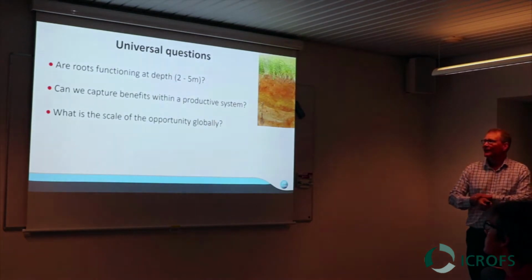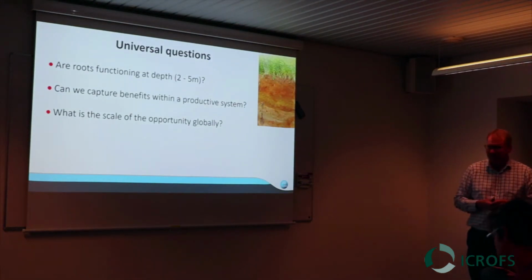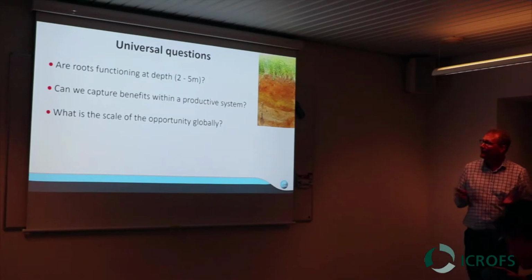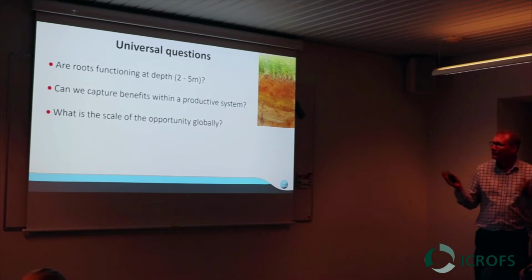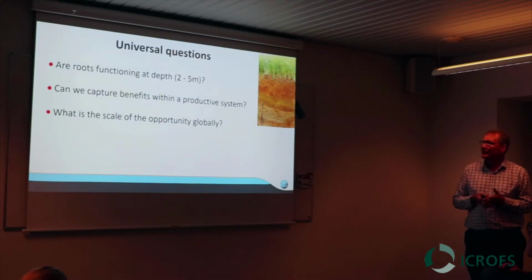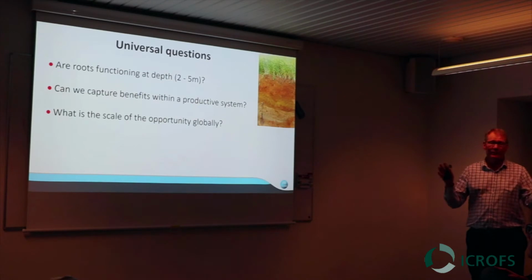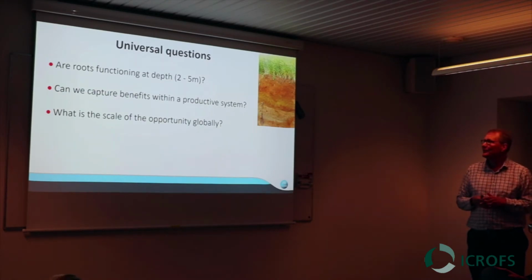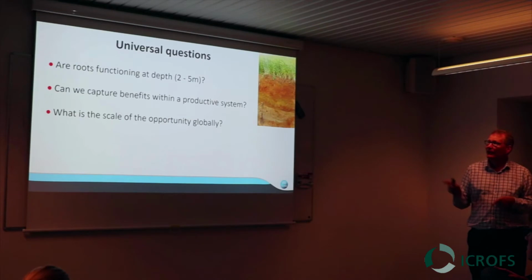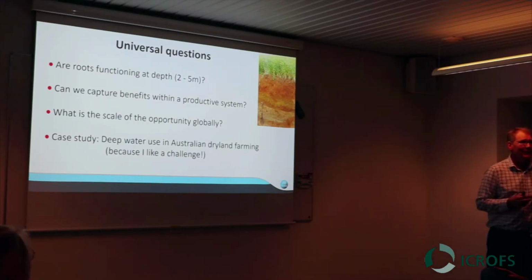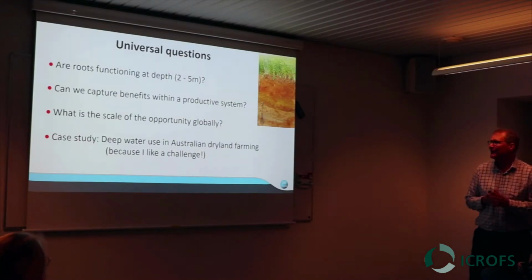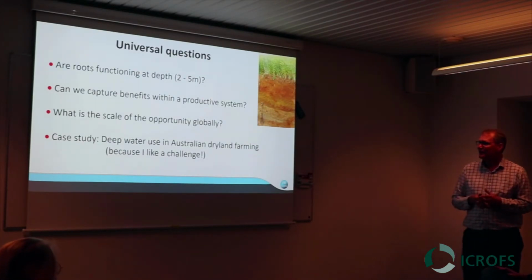And I guess the universal questions that I think Christian started with, and that we're all thinking about, are: do roots function at depth, and whether that's 2 to 5 metres depends on your context. Can you capture benefits in whatever production system, whether that's trees or crops? And then I come back at the end to Peter's question about what's the scale of this opportunity globally to capture value. The case study I'm going to talk about is deep water use in Australian dryland farming, which, for reasons you'll see, is probably a bit of a challenge.